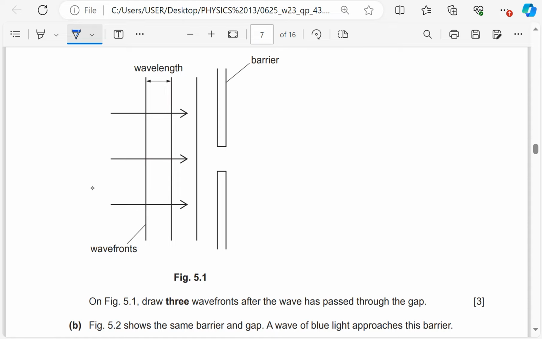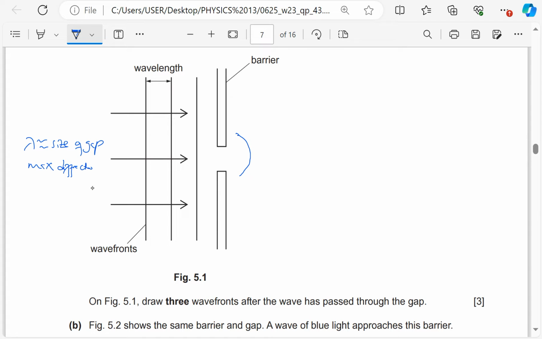Therefore, the diffraction is going to be maximum. The wavelength is approximately the same as the size of the gap, so we expect maximum diffraction. So I am going to draw maximum bending. I'll draw the first curve. Of course, the distance between these must be the same, actually, not almost.